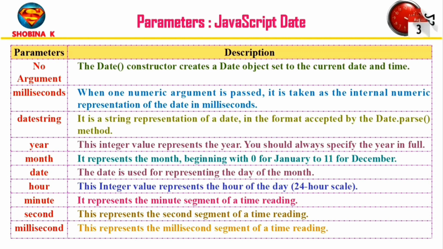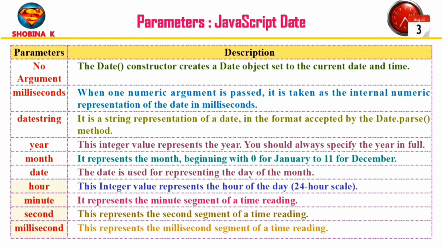JavaScript counts the months from 0 to 11. So we represent the month from 0 to 11, that is 0 for January and 11 for December. Day is an integer representing the day of the month and its default value is 1. Hours represents the hour of the day. Minutes represents the minutes of time. Seconds represents the seconds of time. And millisecond represents the milliseconds of time. The hour, minute, second and millisecond default value is 0.